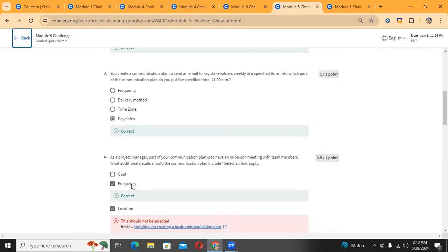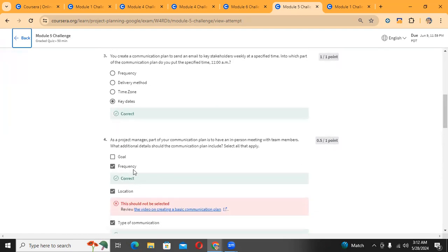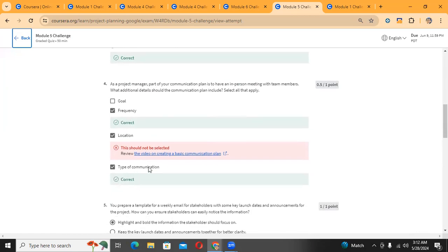And from the fourth question, we have the answer, frequency and location, but location is not correct, and the type of communication. The communication plan should include the frequency and type of communication for in-person meetings. Location is typically not part of the communication plan, but rather a part of logistical planning.